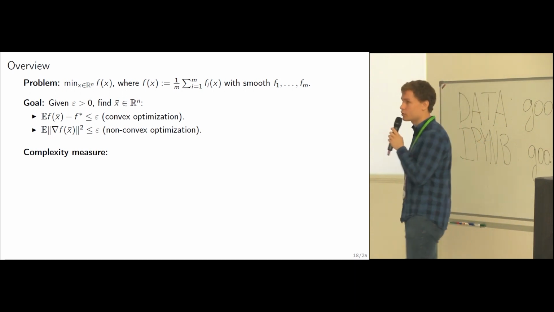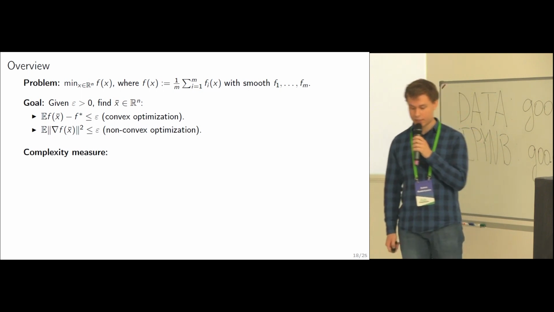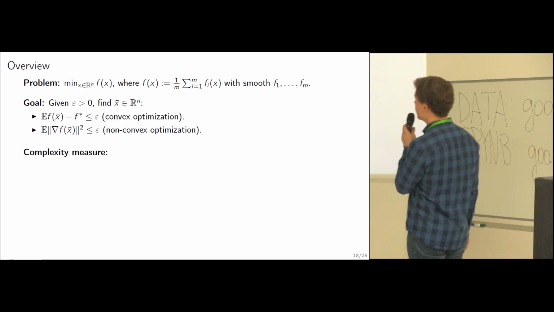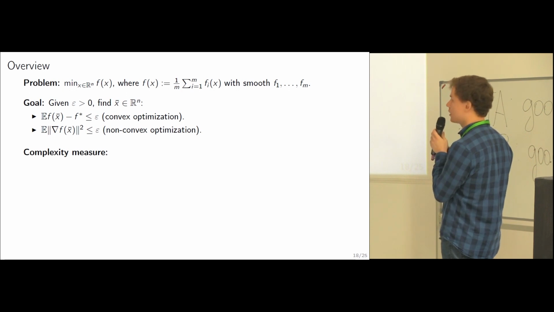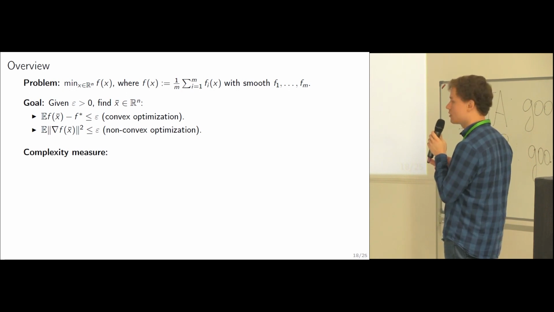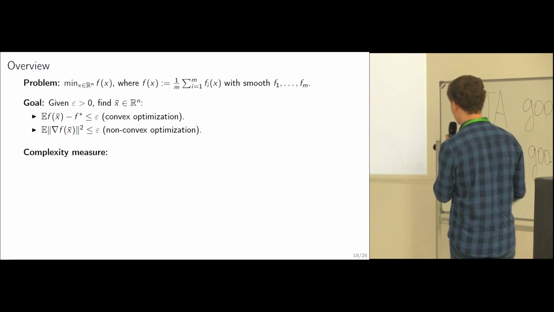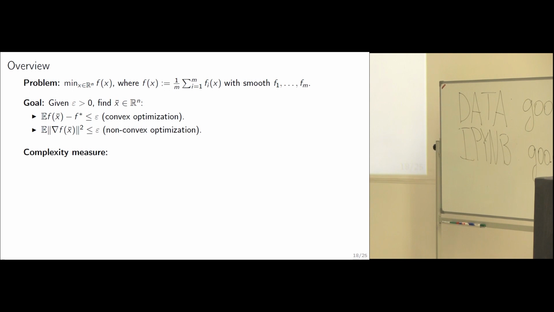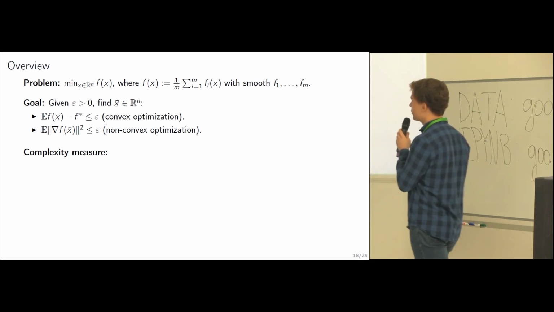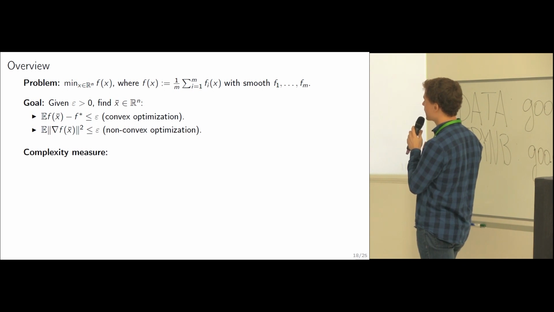Now let us talk about the complexity measure for this problem. What is the right complexity measure? Recall that for the general stochastic optimization problem, the right complexity measure was the number of stochastic gradients we needed, because we assume that to require a stochastic gradient is some basic, simple operation, and we wish to compute the number of such operations.